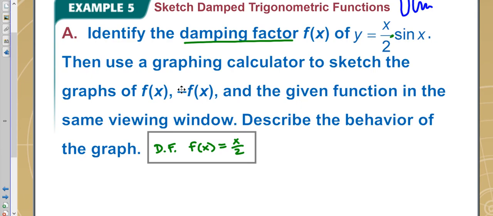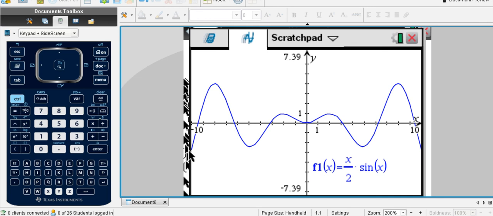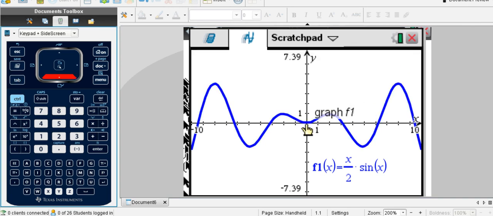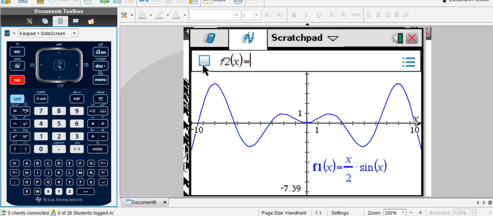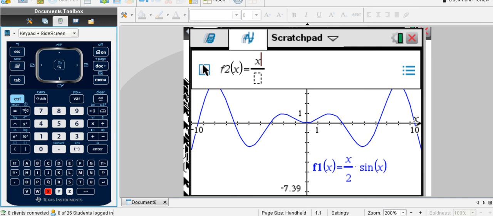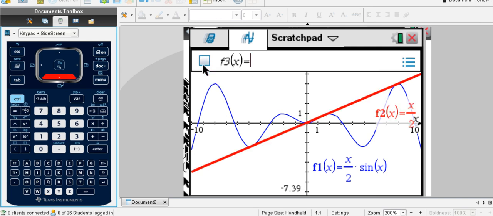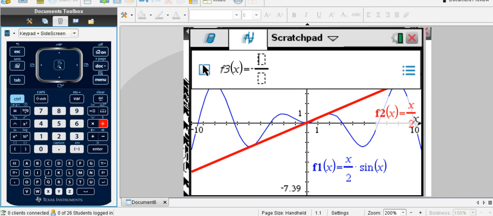Now it also says, then use the graphing calculator to sketch the graphs of f of x and negative f of x. Now this is what f of x is. So here's what I'll do, is I'll come back and I'm going to add equations. I don't know why my calculator does that sometimes. And the first one we had was x over 2. That's when it says f of x, it talks about the damping factor. Do the positive damping factor and also do the negative damping factor. So negative, there it is, of x over 2. So I did positive x over 2 and negative x over 2.